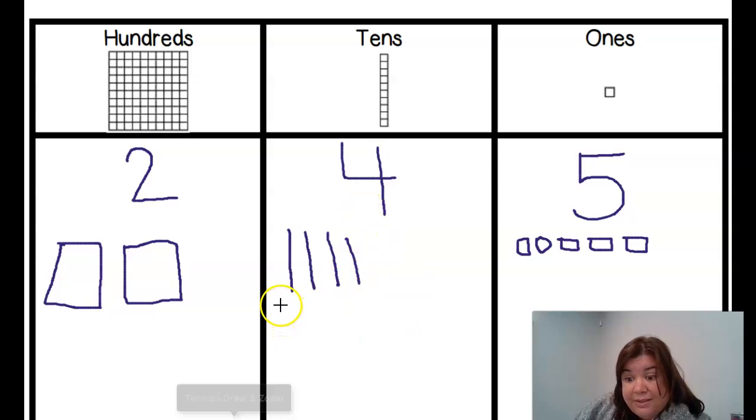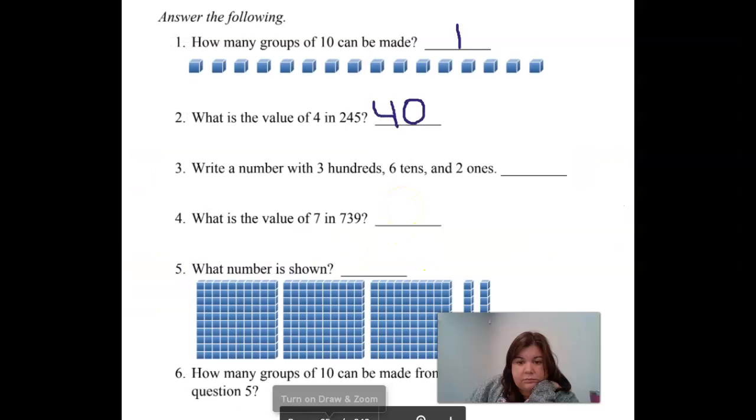Okay, so it wants to know the value of the 4. And remember, we have to count by tens when we do that. So 10, 20, 30, 40. So the value of the 4 is 40. So there, we have the 40 there. 245. So this would be 200. That would be worth 40. And then the 5 is just worth 5.